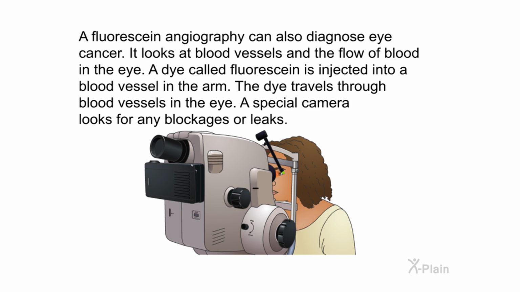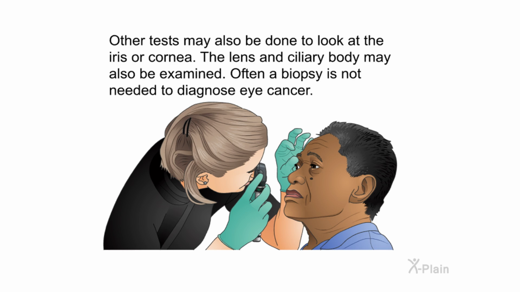A fluorescein angiography can also diagnose eye cancer. It looks at blood vessels and the flow of blood in the eye. A dye called fluorescein is injected into a blood vessel in the arm. The dye travels through blood vessels in the eye. A special camera looks for any blockages or leaks. Other tests may also be done to look at the iris or cornea. The lens and ciliary body may also be examined. Often a biopsy is not needed to diagnose eye cancer.